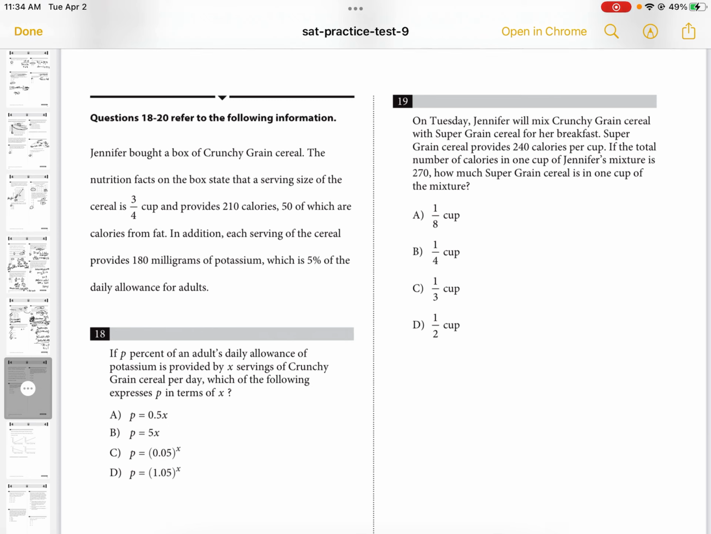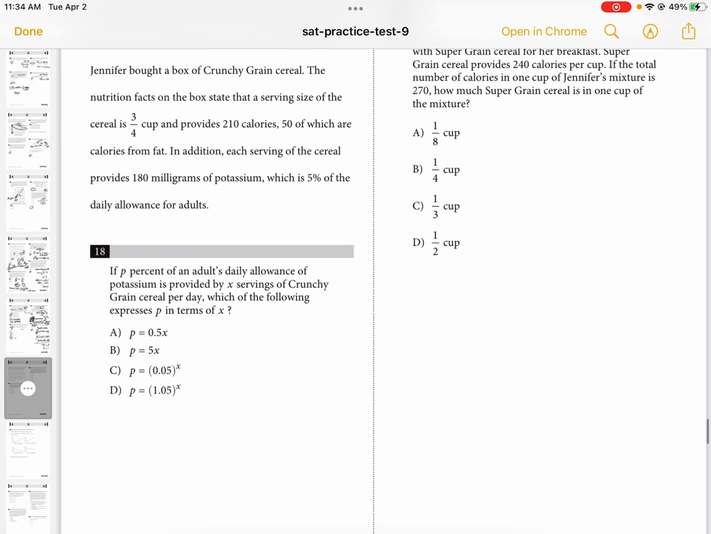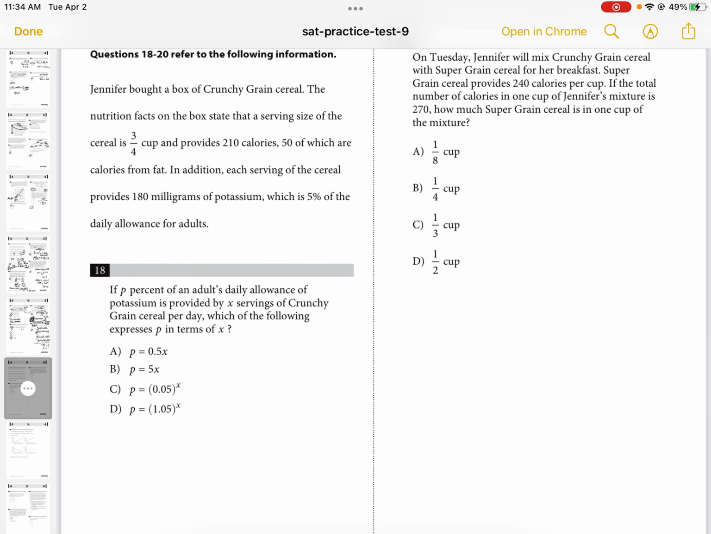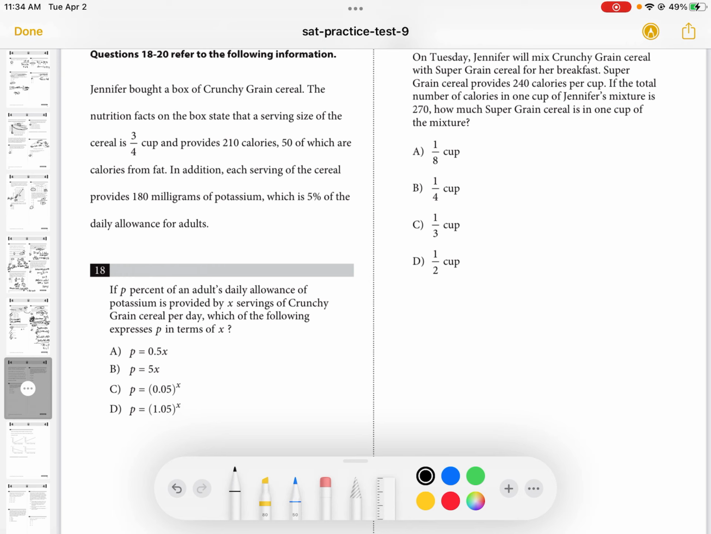Jennifer bought a box of crunchy grain cereal. The nutrition facts on the box state that the serving size of the cereal is 3/4 cup and provides 210 calories, 50 of which are calories from fat. In addition, each serving of the cereal provides 180 milligrams of potassium, which is 5% of the daily allowance for adults. If P% of an adult's daily allowance of potassium is provided by X servings of crunchy grain cereal per day, which of the following expresses P in terms of X?